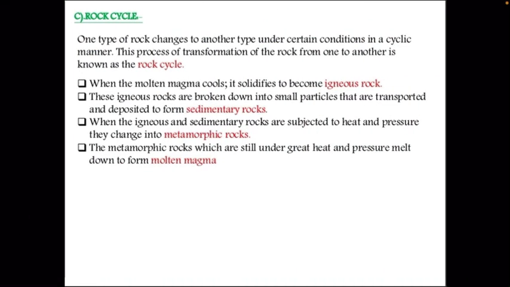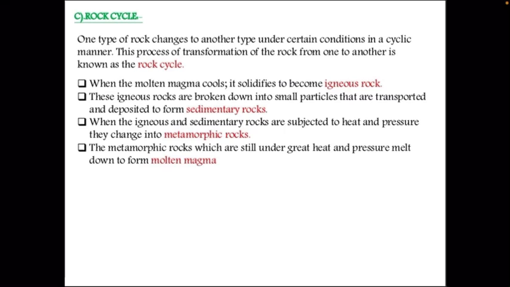And all these things happen because of a rock cycle. One type of rock changes into another type. As we studied, first when the lava comes out, it solidifies into igneous rock. Then these rocks break into different sediments. Because of heat and pressure, sedimentary rocks are formed. And when further heat and pressure is applied on these rocks, they form metamorphic rock.